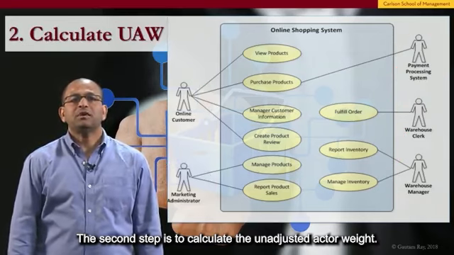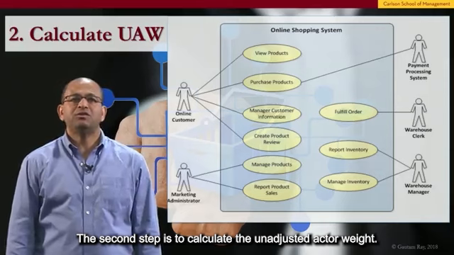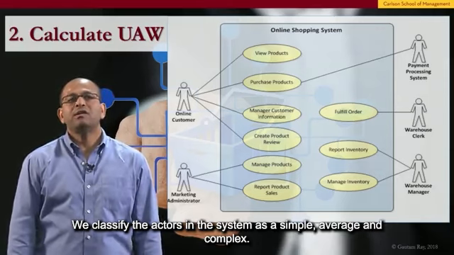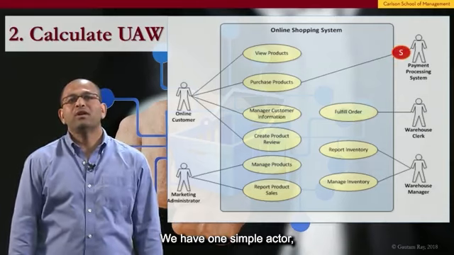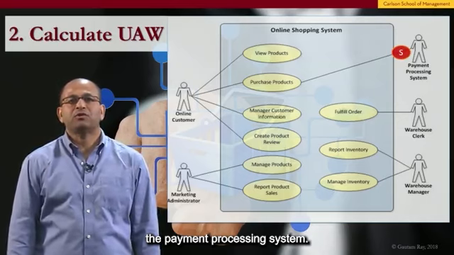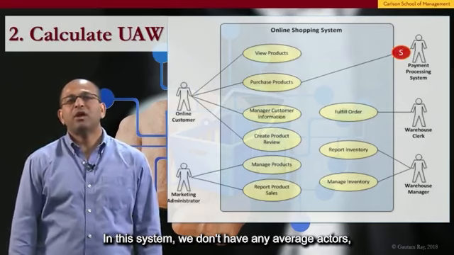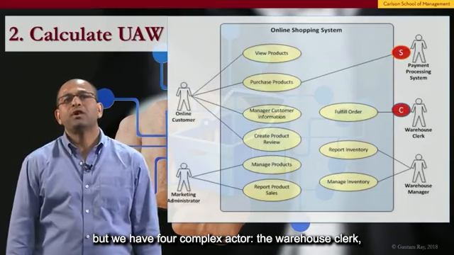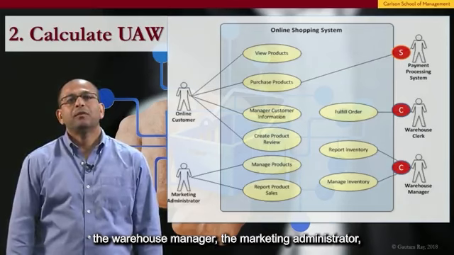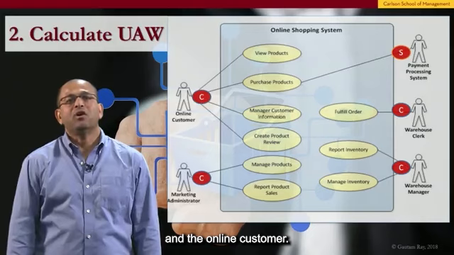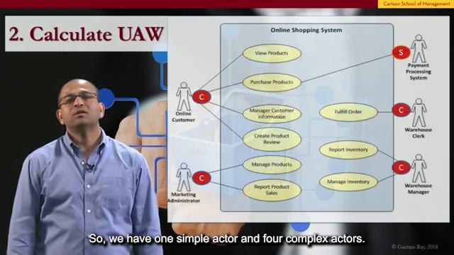The second step is to calculate the unadjusted actor weight. We classify the actors in the system as simple, average, and complex. We have one simple actor, the payment processing system. In this system, we don't have any average actors, but we have 4 complex actors: the warehouse clerk, the warehouse manager, the marketing administrator, and the online customer. So we have one simple actor and 4 complex actors.